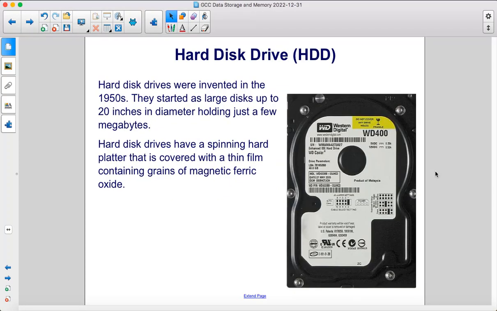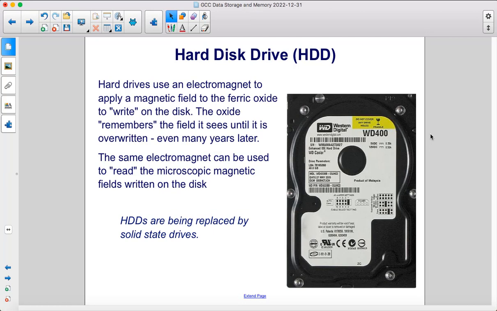Hard disk drives were invented in the 1950s. They started as large disks up to 20 inches in diameter, holding just a few megabytes. Hard disk drives have a spinning hard platter that is covered with a thin film containing grains of magnetic ferric oxide.